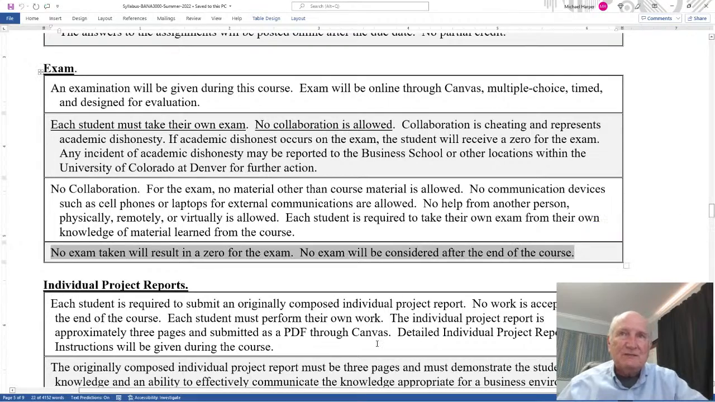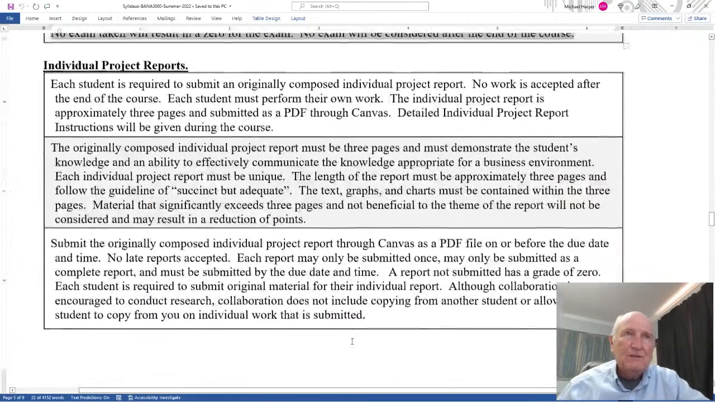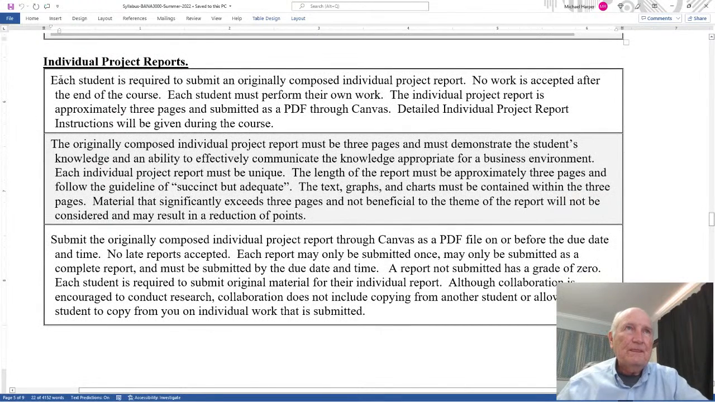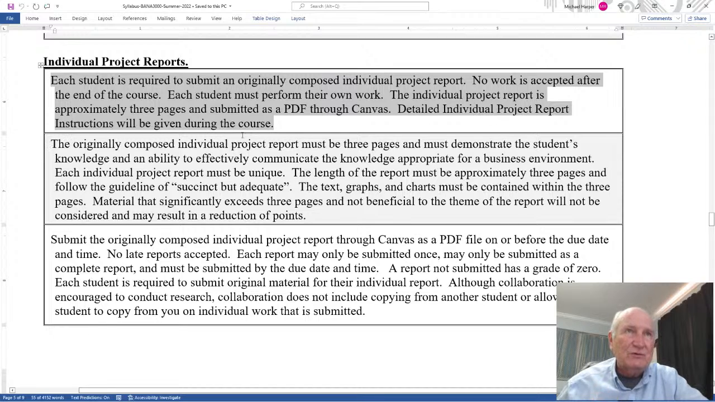No exams will be considered after the end of the course. The project. Each student is required to submit an originally composed individual project report. No work is accepted after the end of the course. Each student must perform their own work in writing. The individual project report is approximately 3 pages in length and submitted as a PDF through Canvas, and detailed individual project report instructions will be given during the course.